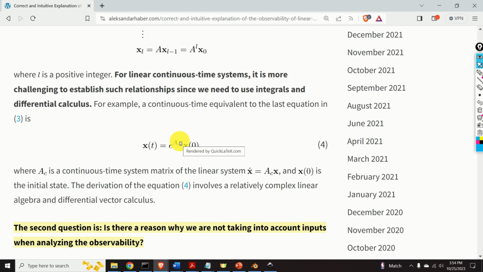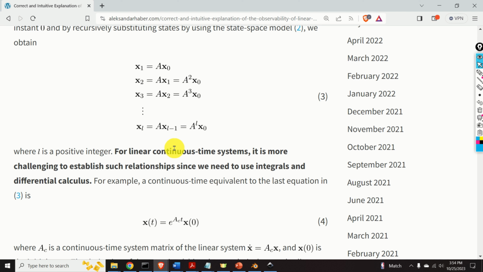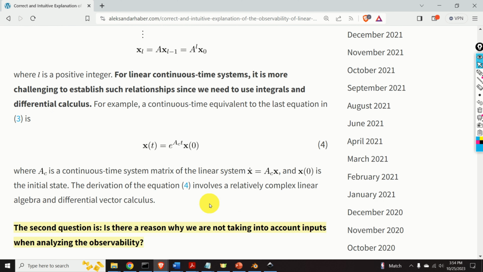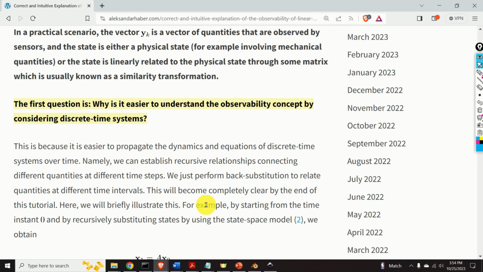The results at the end will be the same. That is, you will see that the structure of matrices for testing observability are the same in the case of discrete time and continuous time systems. However, the derivation of observability conditions for continuous time systems is a little bit more complex, and it's not for complete beginners. Consequently, if you're a complete beginner, start with observability analysis for discrete time systems, and you will obtain a very intuitive understanding of observability.